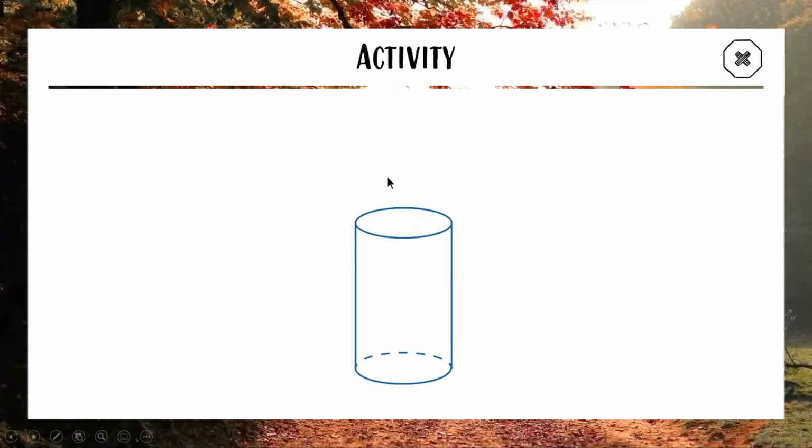Up next, we have two circles joined by a tube called a cylinder. Is this a prism, a pyramid, or is it neither? Again, it kind of looks like a prism because we've got two of the same shape joined by what essentially is a rectangle. But again, because this surface in the middle is curved, it is not classified as a prism. So again, this one is neither. It's just called a cylinder.